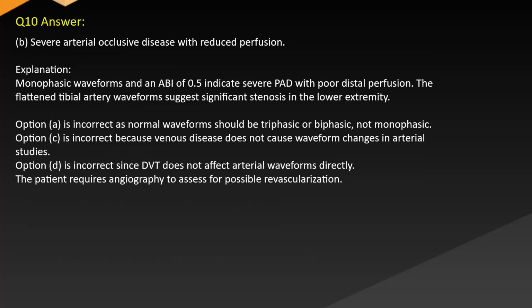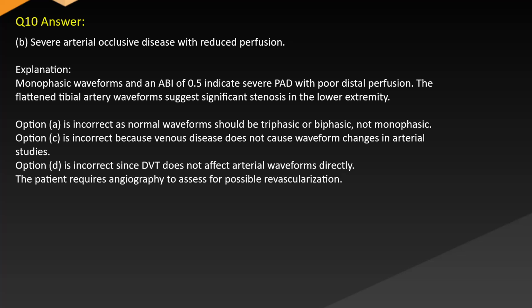Answer B. Severe arterial occlusive disease with reduced perfusion. Explanation: monophasic waveforms and an ABI of 0.5 indicate severe PAD with poor distal perfusion. The flattened tibial artery waveforms suggest significant stenosis in the lower extremity.